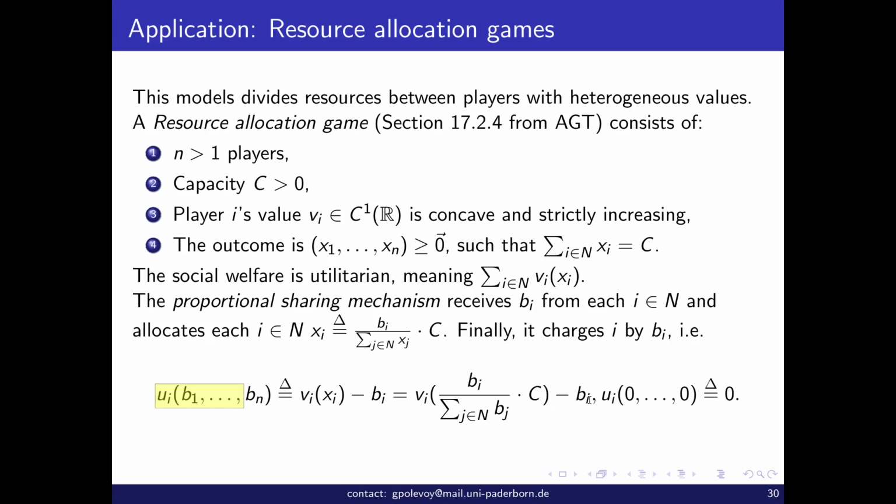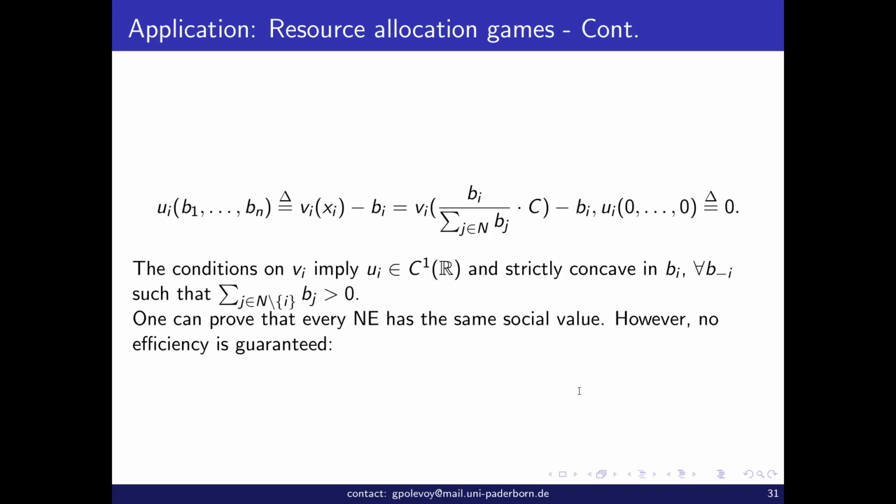Now, this is defined for any non-negative vectors besides when all the bi's are 0, and if all of them are 0, we define the utilities of all the players to be 0. So that's the definition of the game. Now we have the players, the strategies are the bids, and the utilities are defined as the value of this proportional allocation minus the bid. That's the game.